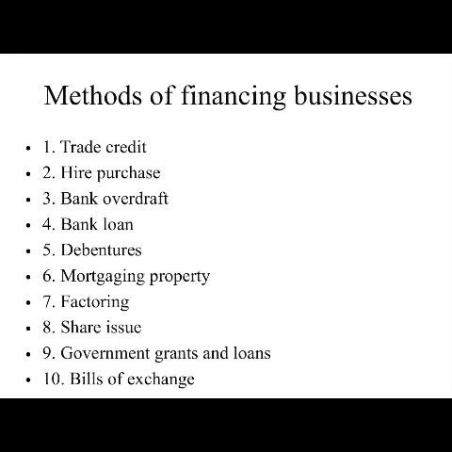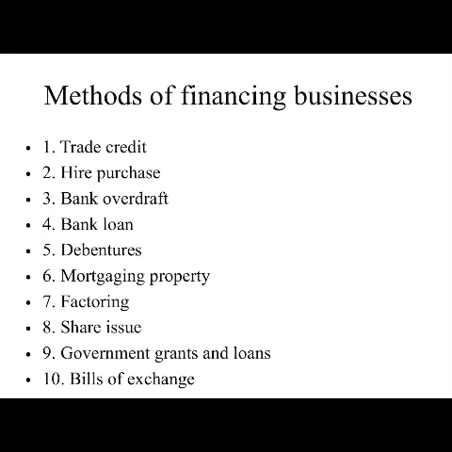Then let us look at the other method, which is hire purchase. Hire purchase is a method of financing the purchase of durable goods. When we talk about durable goods, we're talking about, for example, furniture, machinery, and I would also give an example of a car. The third one is bank overdraft. What do we mean by bank overdraft? Bank overdraft is a method of financing day-to-day business expenses. These business expenses include the purchase of additional goods for resale, for example, or paying electricity bills, and so on and so forth.